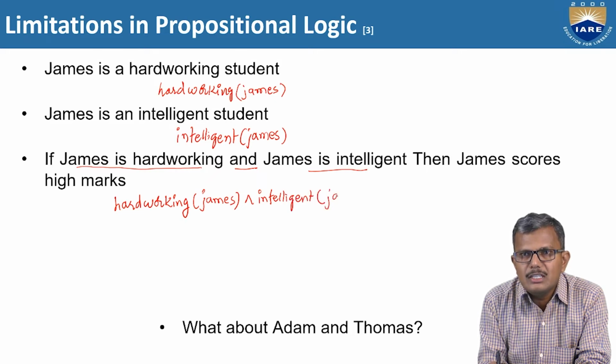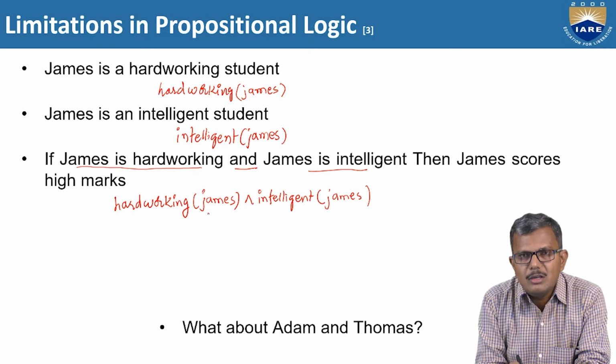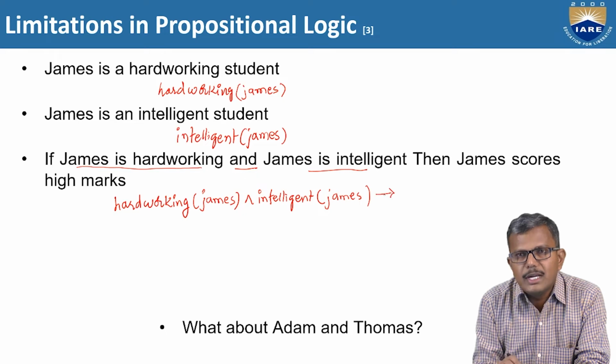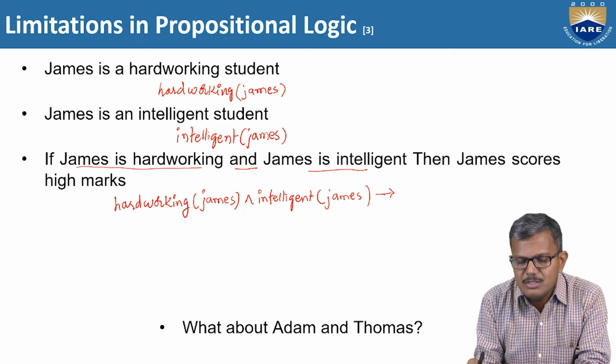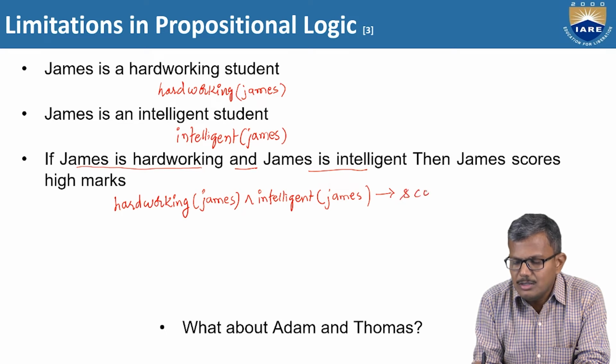Okay, who is intelligent? Again, James is intelligent. So when James is hardworking and James is intelligent, James is going to get high marks. So we can take it like this: score high marks. Again, who is going to score? James is going to score.